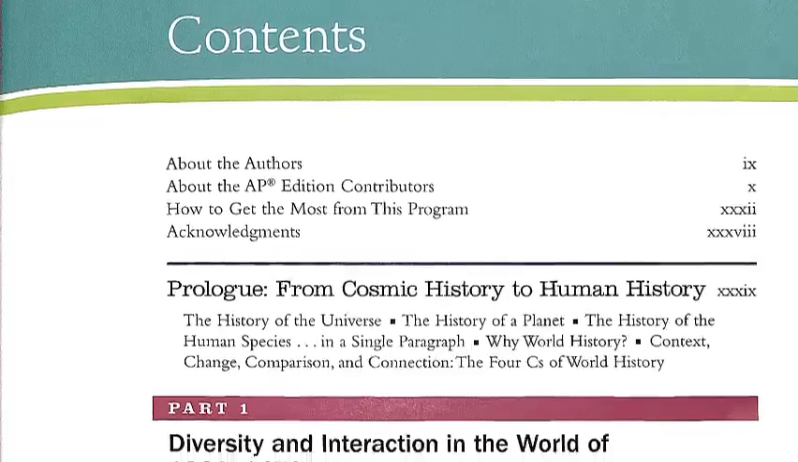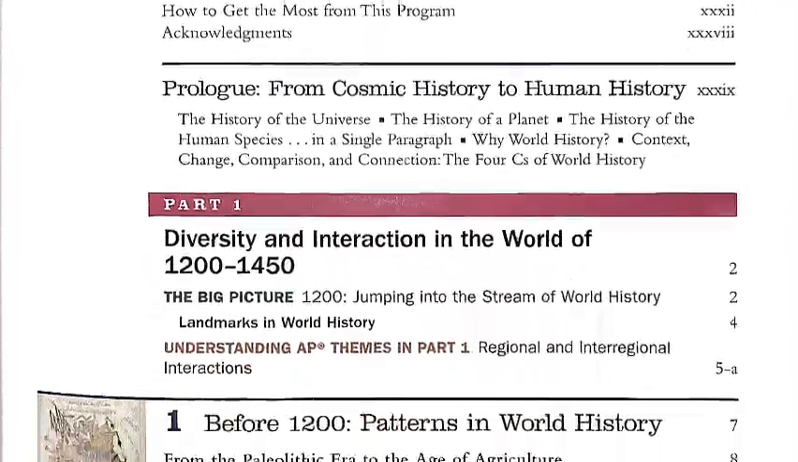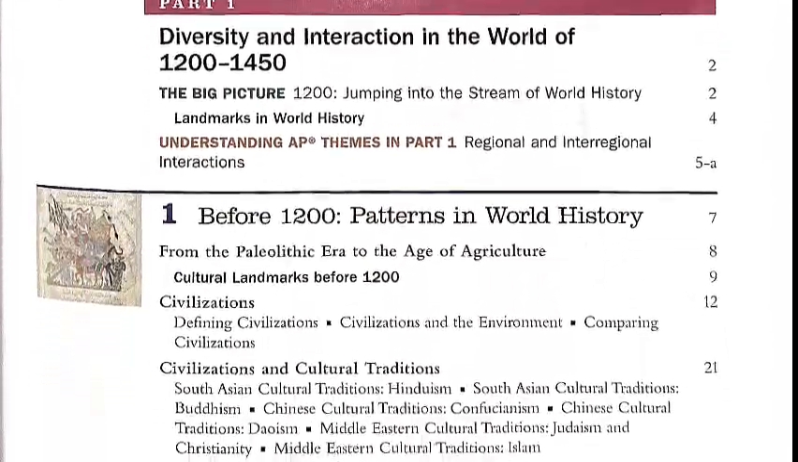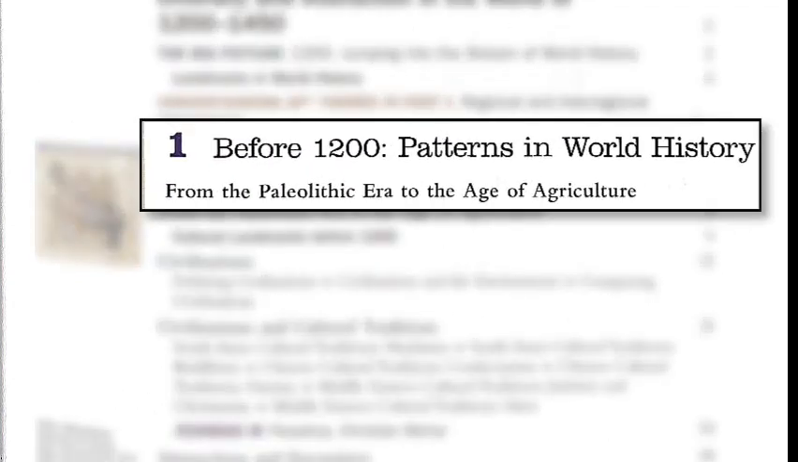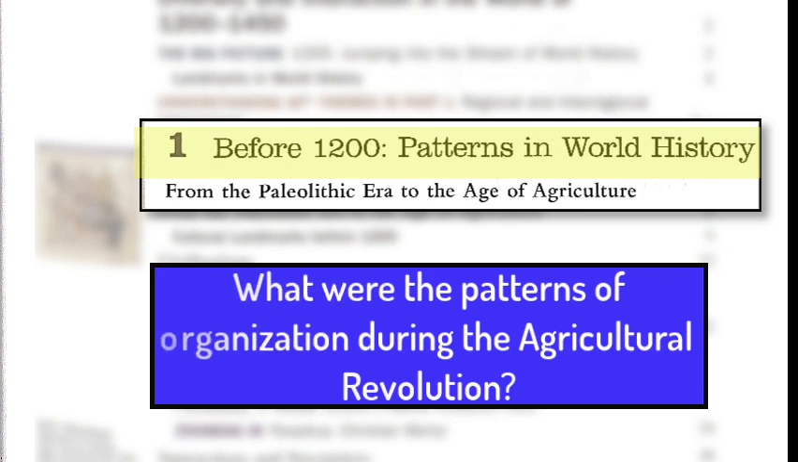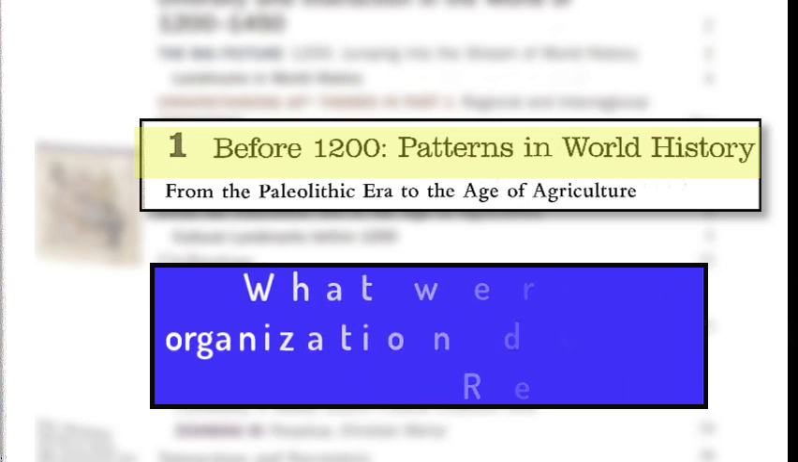Okay, so let's take a look at this example. Let's start off with the table of contents. Now, when I get down to the first chapter here, there's a section that says before 1200, patterns in world history. So what would I do with this? So what I'm going to do with that section is that I want to turn it into a question that will kind of highlight for me where things are going. So my question might be something like, what were the patterns of organization during the agricultural revolution? This gives me a map of where the author is going in the book.